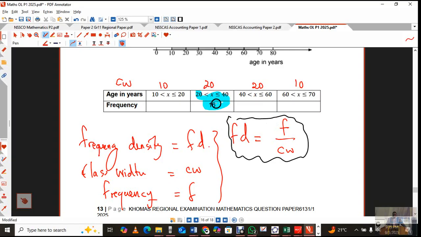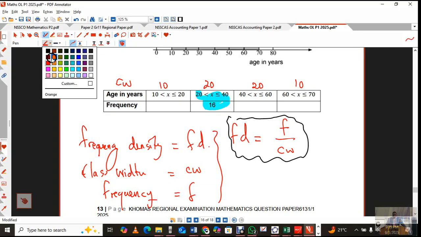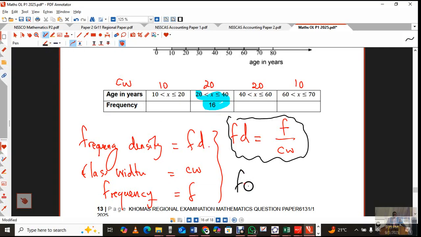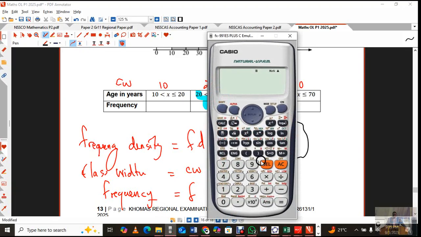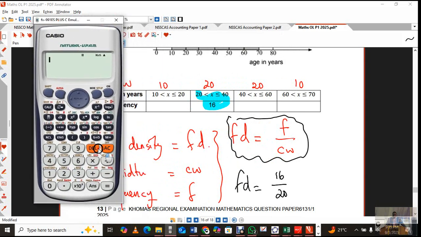Now, this one that is complete, I need to use that to show you. I have the class width, I have the frequency, I want to calculate the frequency density, and that is going to help me in that diagram on top. So, for the complete one that I have, the frequency density is going to be the frequency, which is 16, divided by the class width, which is that. Now, write it as a decimal, obviously. There's a reason for that, okay? So 16 divided by 20 is nothing but 0.8.